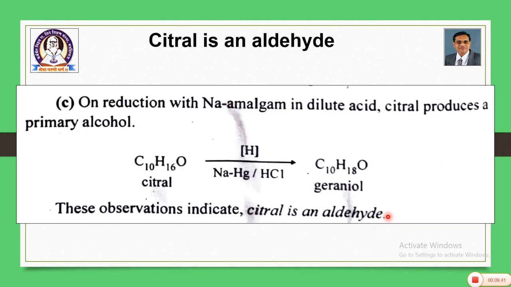Again there is one more test. On reduction by using sodium amalgam in dilute acid, citral produces a primary alcohol. C10H16O gives C10H18O. There is addition of 2 hydrogens, H16 to H18, and this process of reduction gives you an alcohol, a primary alcohol. These observations indicate that citral is an aldehyde.